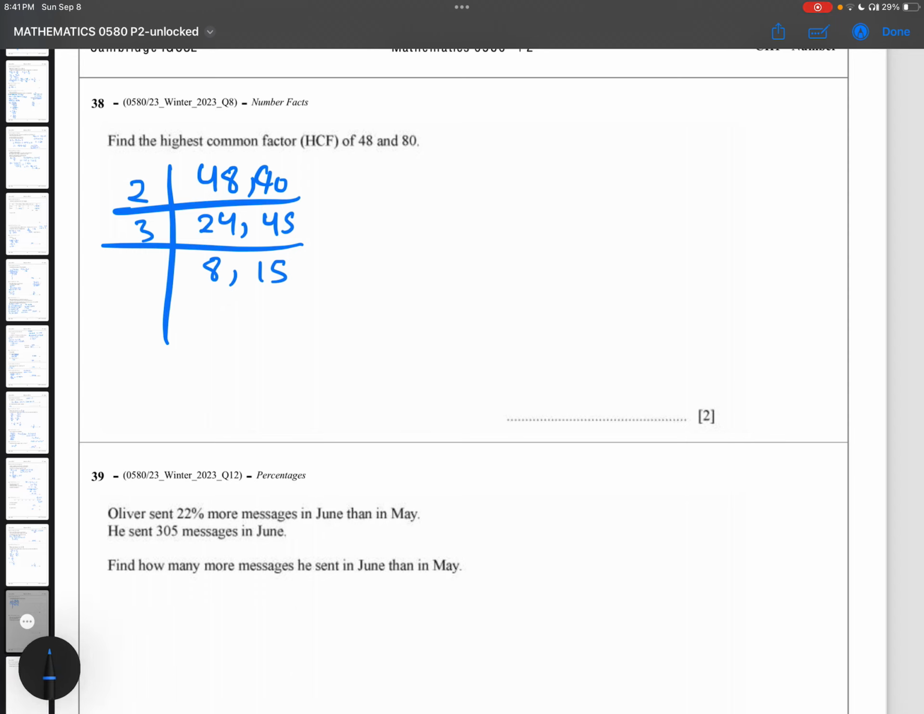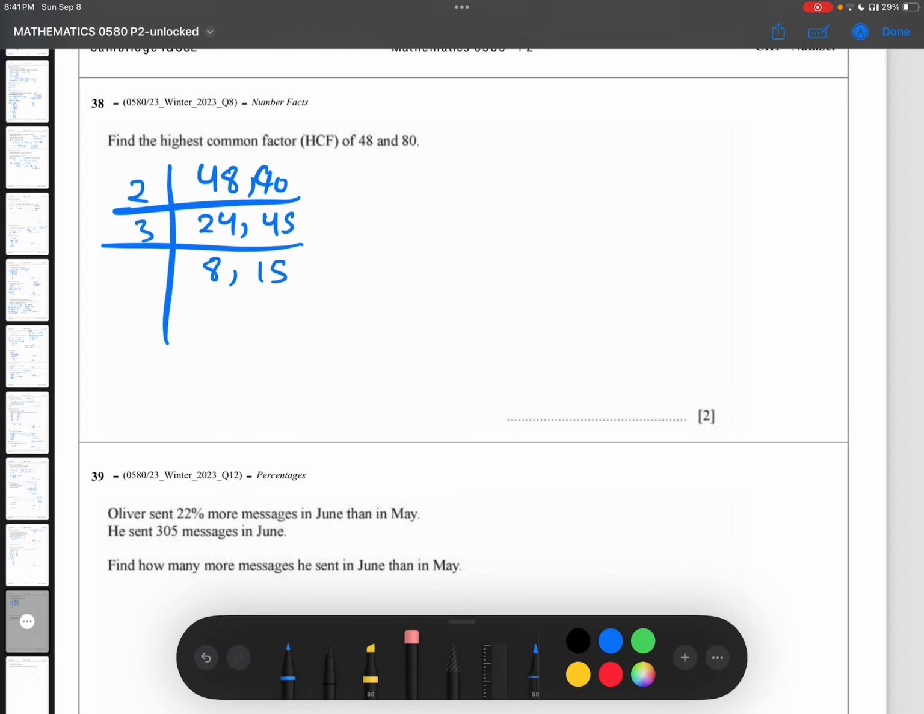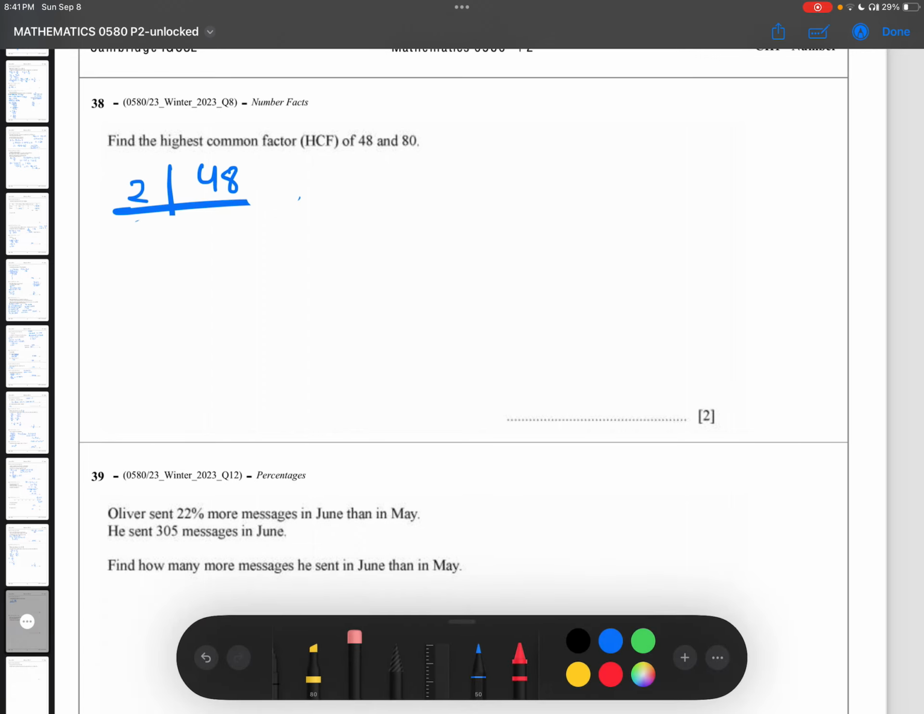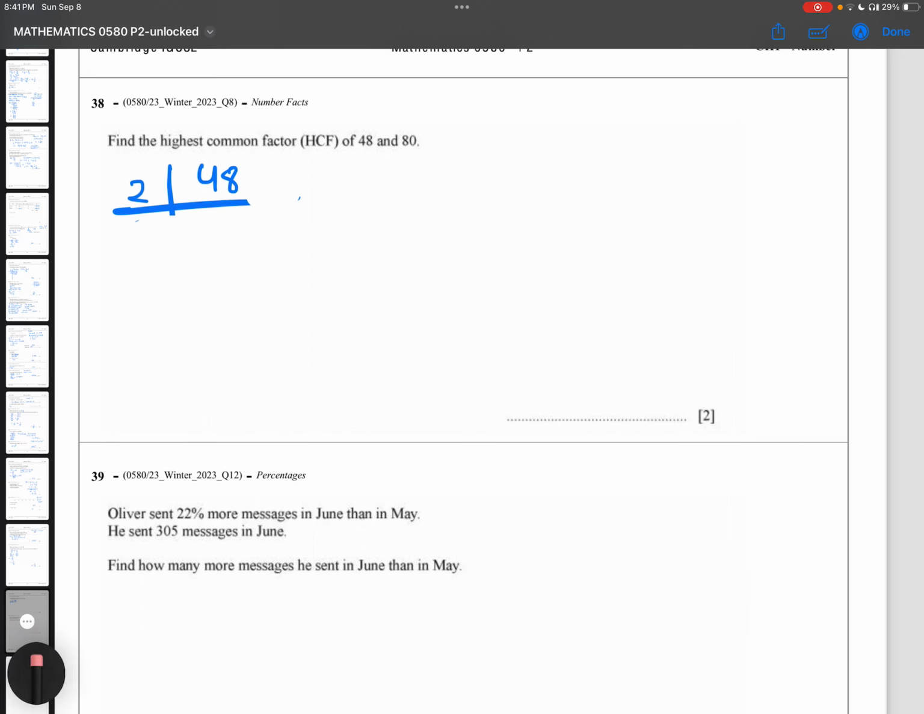Oh, the number was 80. I wrote 90 instead of that. So I will rub this part off. Wait, I need to write 80 over here. 48 and 80. 2 into 24 is 48. 2 into 40 is 80.